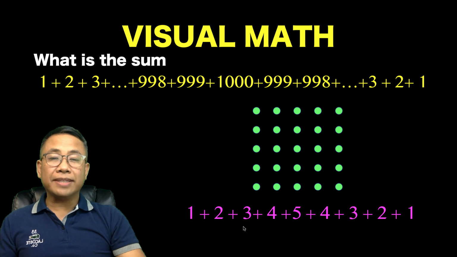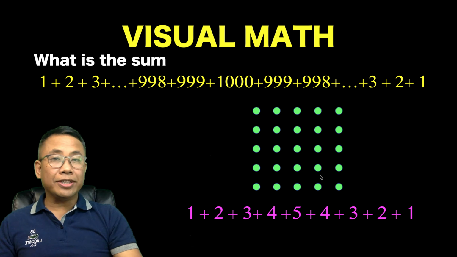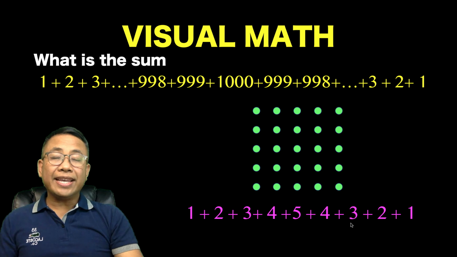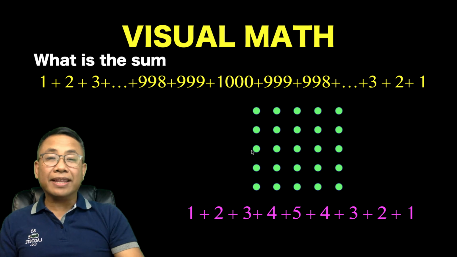1 plus 2 plus 3 plus 4 plus 5, then go back down to plus 4 plus 3 plus 2 until 1. Can you see this sum of numbers in this array of dots? You can pause the video and see if you can find these numbers among these dots. Now it takes a little time before you can see the pattern, but let me help you.